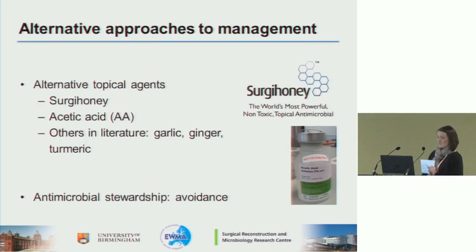So I've been doing some research to look at alternative topical agents that can be used on burns patients, predominantly to stop the colonisation of their wound with these bacteria. I've been looking at a type of honey called Surgihoney. I've also been looking at acetic acid, which is the main component of vinegar. And there are others in the literature that I've not yet looked at. These agents are good for antimicrobial stewardship because you're avoiding using systemic antibiotics in the first place. You're hopefully preventing a biofilm infection, so you're avoiding having to use systemic antibiotics later.